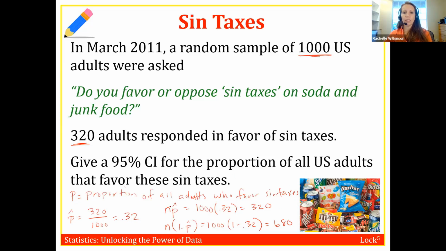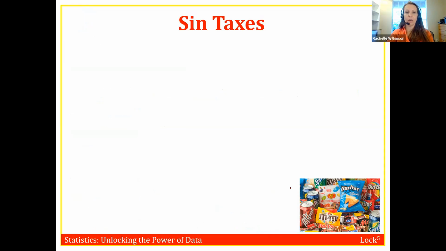You notice that when I take n times p hat, I really just end up back with the count that I got from my original problem. We call this the number of successes. And the number of failures would just be our sample size minus the number of successes, so this 680 is actually the number of failures. So another way to look at these conditions is I can just make sure that the number of successes and the number of failures are both greater than or equal to 10. In this case, they definitely are.